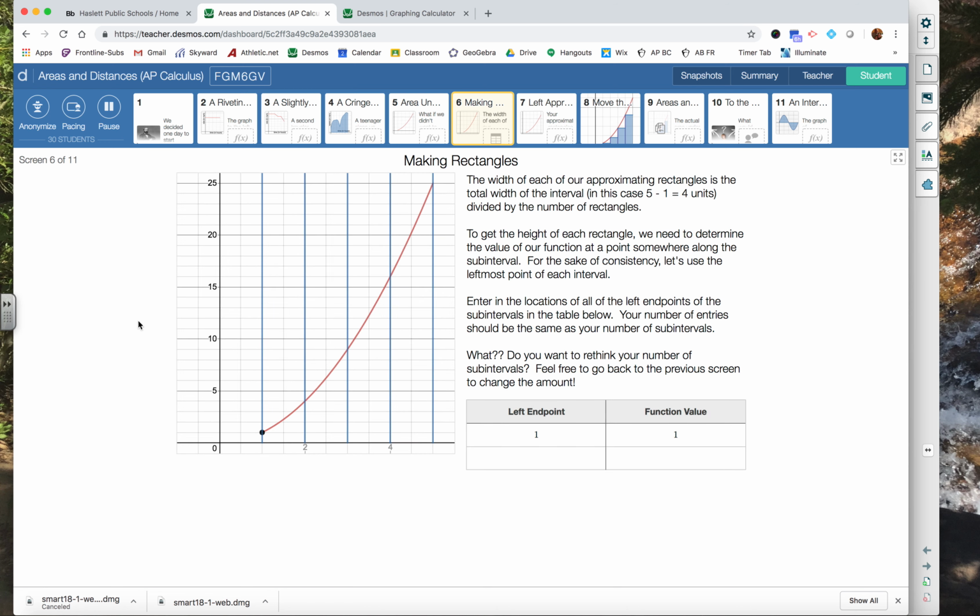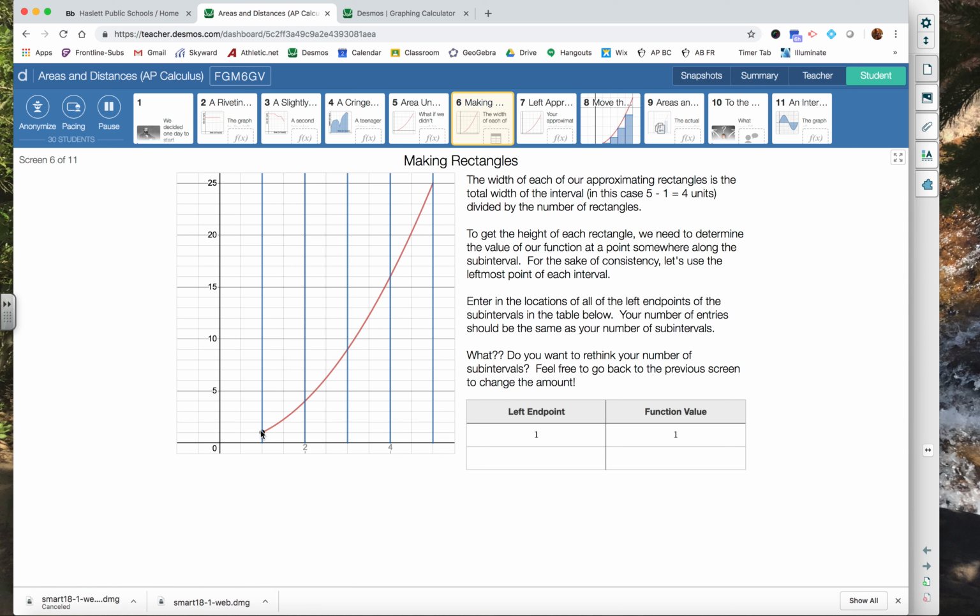All right, so now that tells us how wide each of the rectangles are. These are approximating rectangles. Now this becomes like the huge issue with trying to figure out what's going on in sections 5.1 to 5.3. If I want to figure out how tall each one of my approximating rectangles are going to be, I want to come up with a consistent strategy.